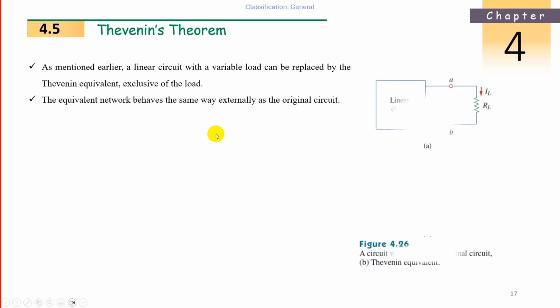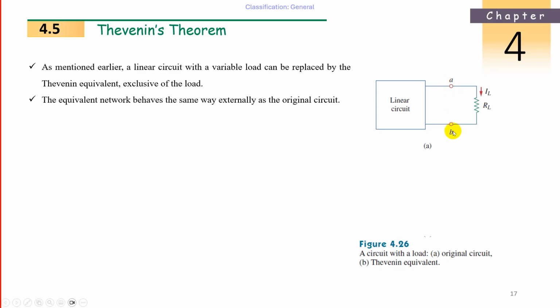Now, how to calculate it, I will tell that again. Let us take A and B as the terminals where our external load resistance is connected, where we have to find the behavior of the network, which is a linear circuit. Then we just remove this RL resistance, where we want to know the current and the voltage in this branch.